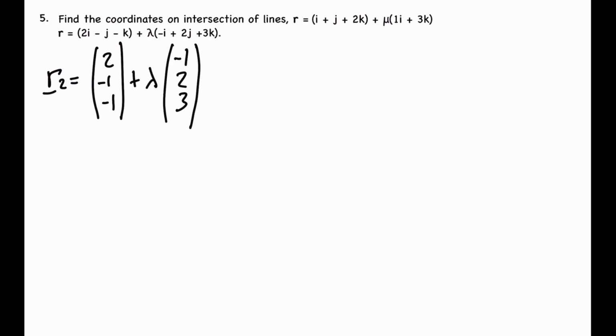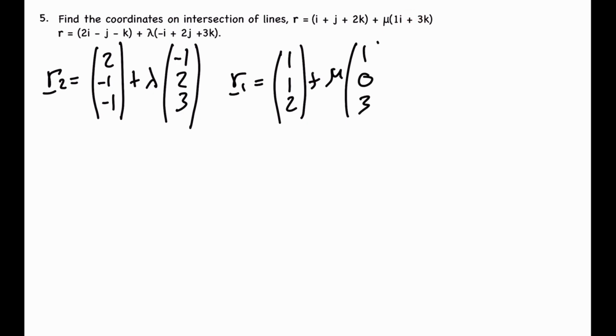So if we write our equations out in column form to make it easier, we would have r1 is equal to (2, -1, -1) plus lambda (-1, 2, 3), and our r2 would be equal to (1, 1, 2) plus mu (1, 0, 3), because there's no j component, so that will be equal to 0. And if we join these two vectors together by doing r1 is equal to r2, we can make it into one vector.